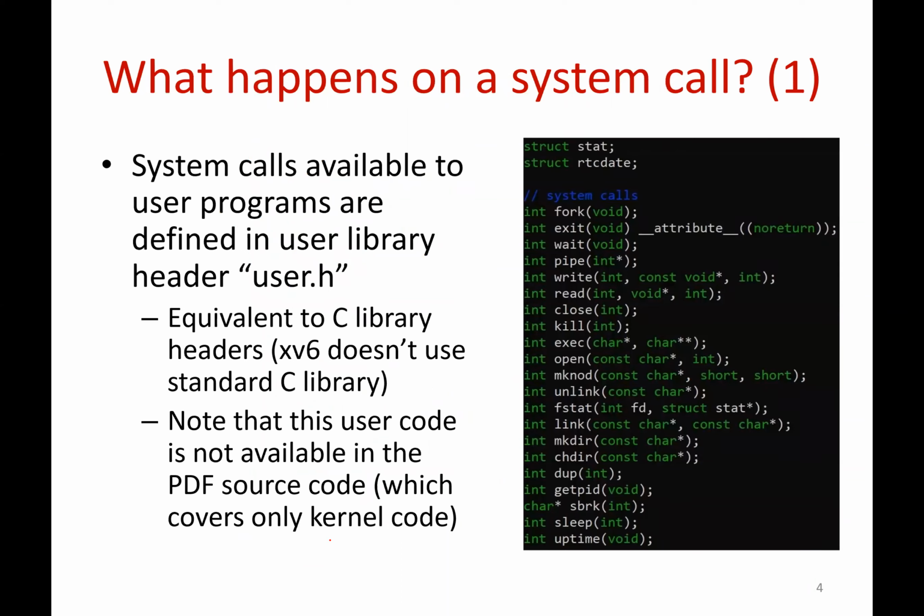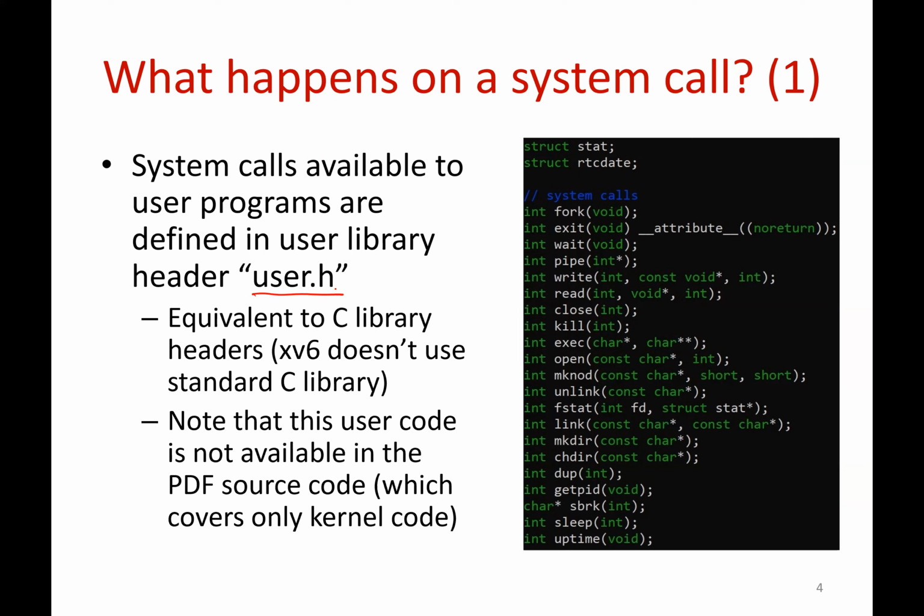Now let us understand in a little more detail these system calls related to process management. First, what happens on any system call? All the system calls that are available to user programs in xv6 are defined in this file user.h, right? Here is a small snippet from that file. This is equivalent to the C library where functions that actually invoke the system calls are defined. xv6 doesn't use the standard C library, therefore it has defined its own header file that has all of these functions.